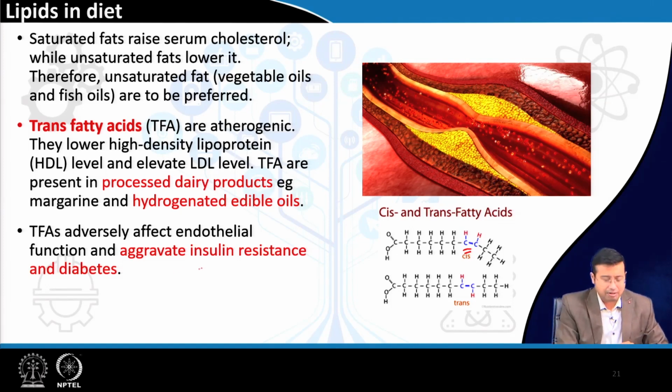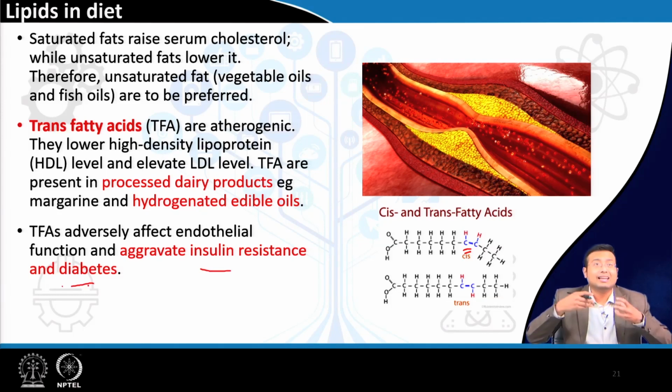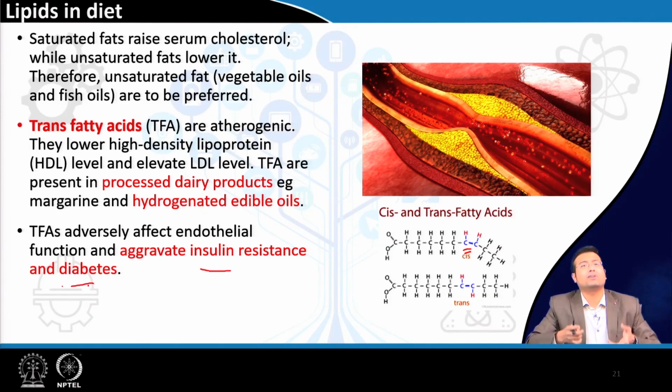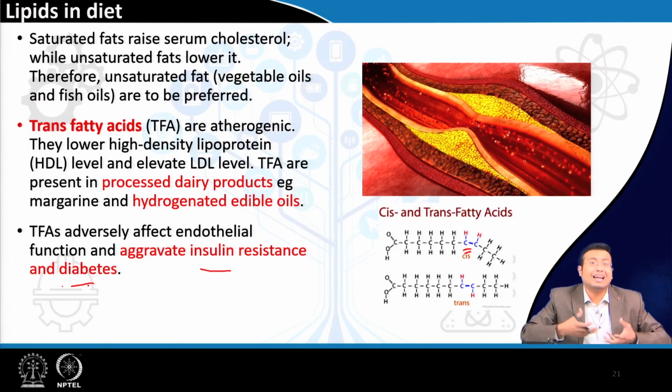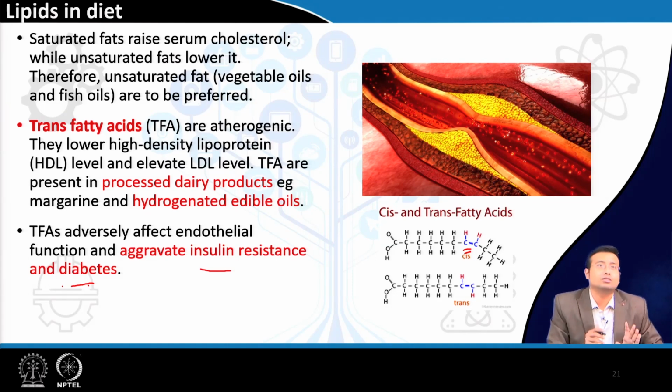Why? They aggravate insulin resistance, and they adversely affect the endothelial function. Trans fatty acid is produced when edible oils are hydrogenated. Why are edible oils hydrogenated? To increase their shelf life, to prevent any rancidity. Processed dairy products, for example margarine, have high trans fatty acid. They lower HDL and elevate LDL. So, harmful in all ways.